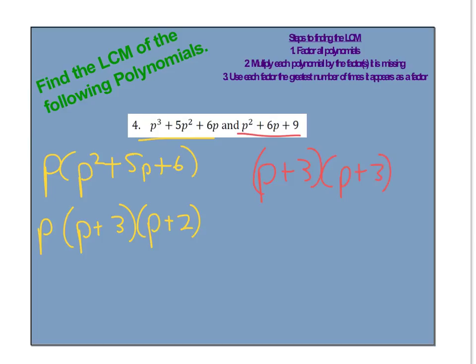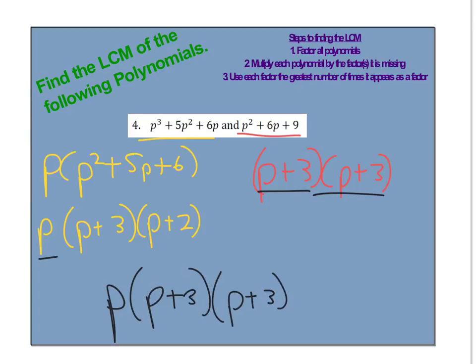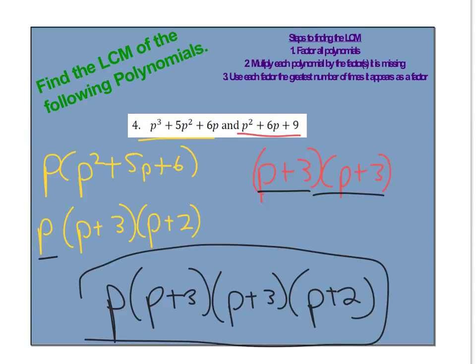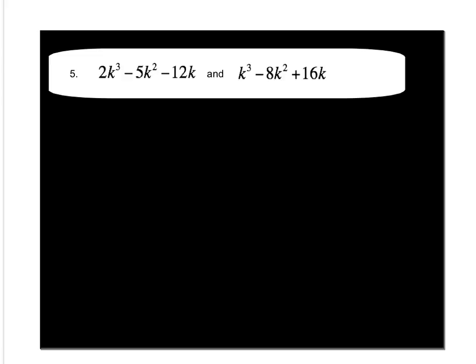So now remember, for least common multiple, I am looking at the most amount of times something shows up. Well, p shows up once. P plus 3 shows up twice. And p plus 2 shows up once. That would be my least common multiple. So factor everything, okay? Figure out how many times each shows up and include it.